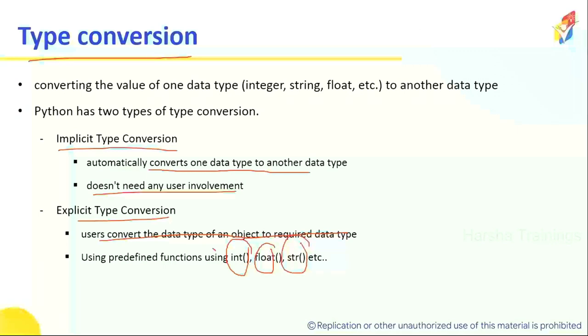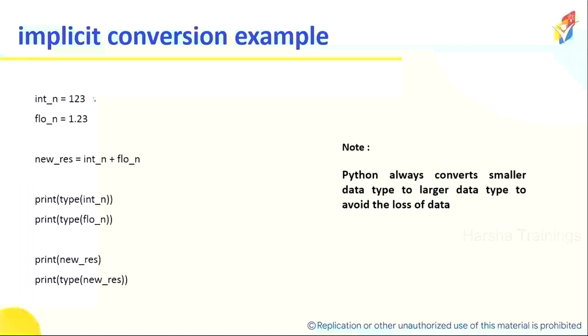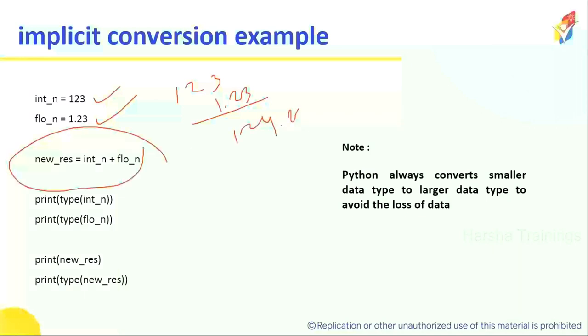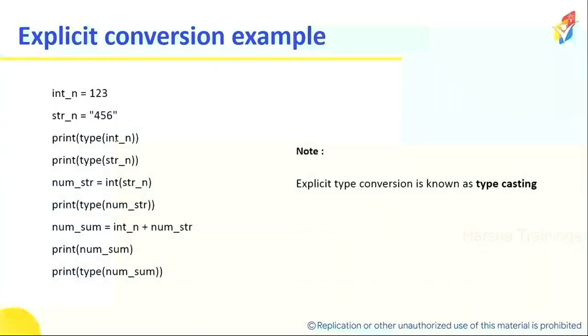Now, let me discuss with a simple example. I have taken integer as 123, float as 1.23. So if I add 123 with 1.23, what will happen? 124.23. This is the result. Type of integer is int, type of float is float, and the new value will be float. Is it okay? Python always converts a smaller data type into a larger data type to avoid loss of data. Now, what is explicit conversion here?